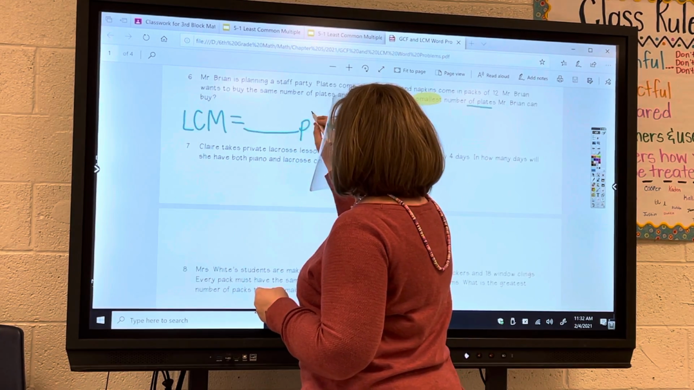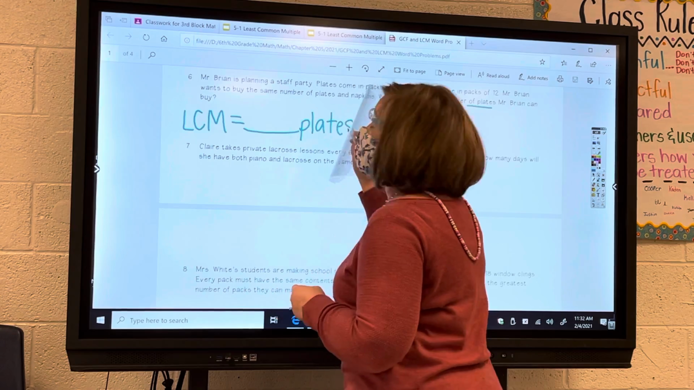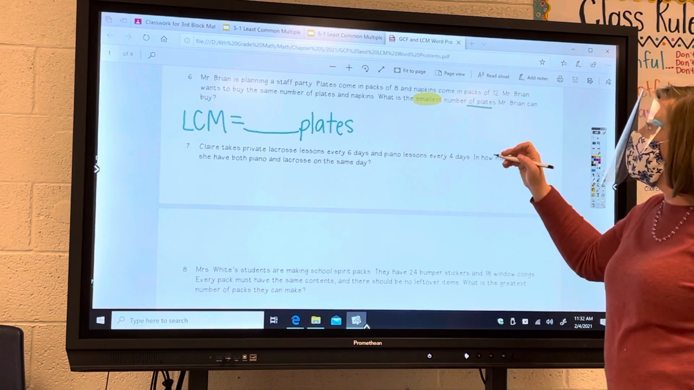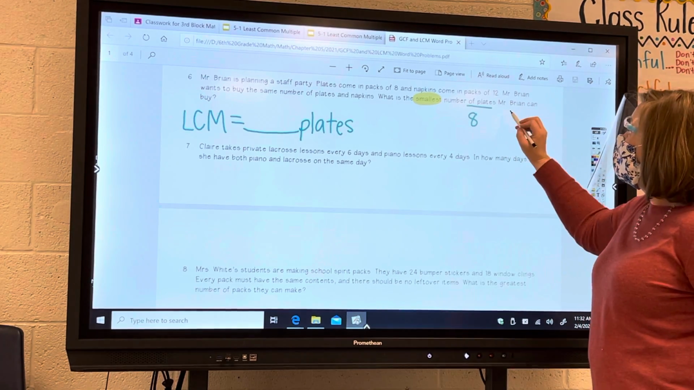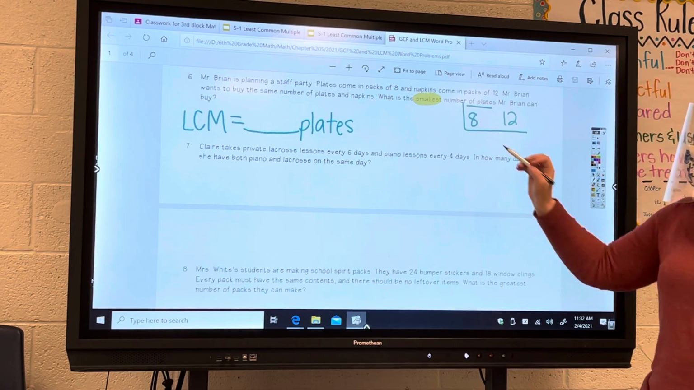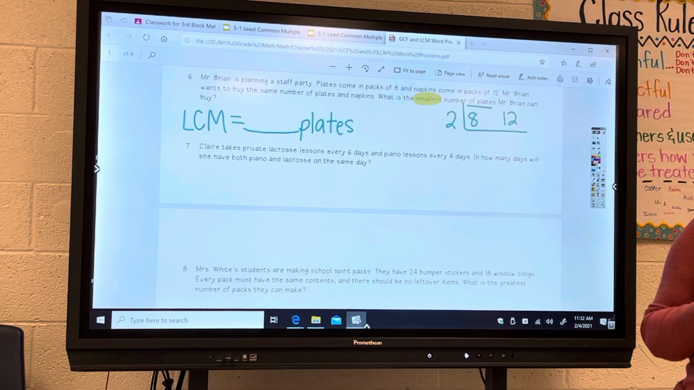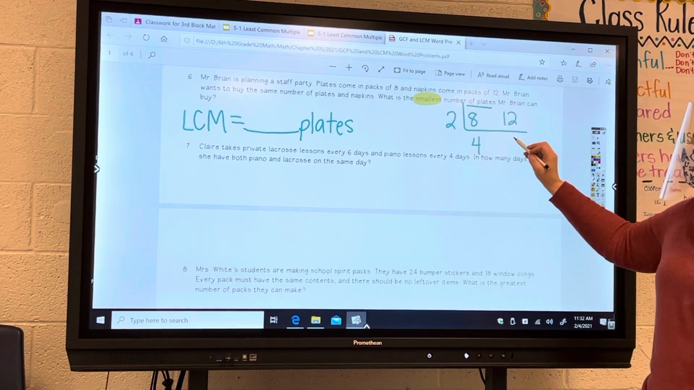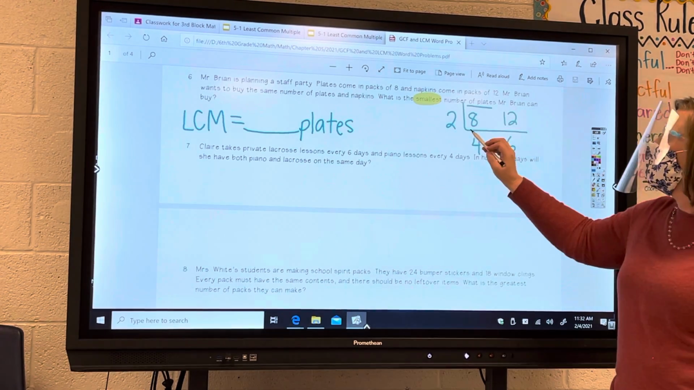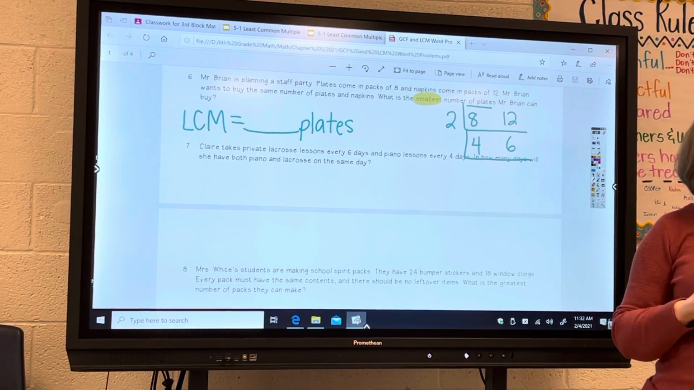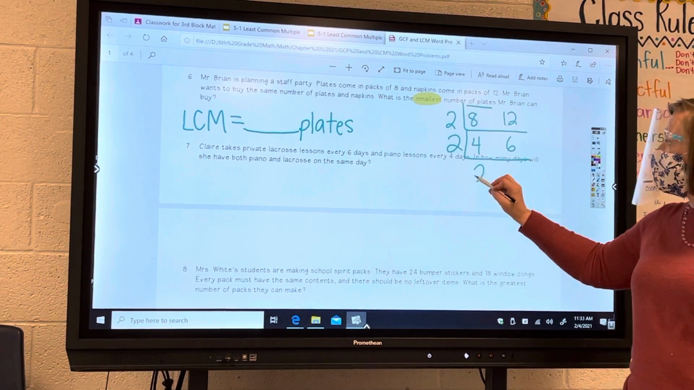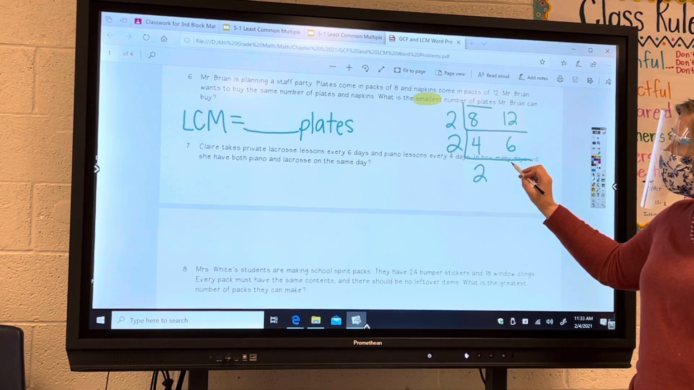Plates. This is a tricky question because you've got to make sure that you answer the question, okay? So, plates come in packs of 8. Napkins come in packs of 12. What can I divide 8 and 12 by? 8 divided by 2 is 4. 12 divided by 2 is 6. What can I divide 4 and 6 by? 2. 4 divided by 2 is 2. 6 divided by 2 is 3.